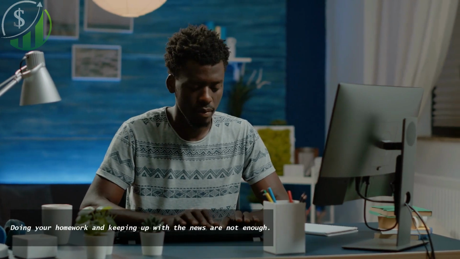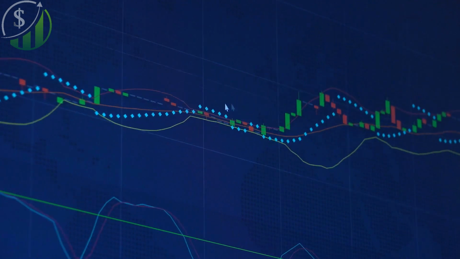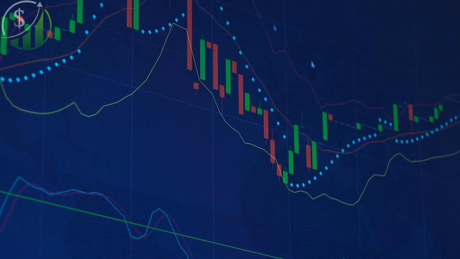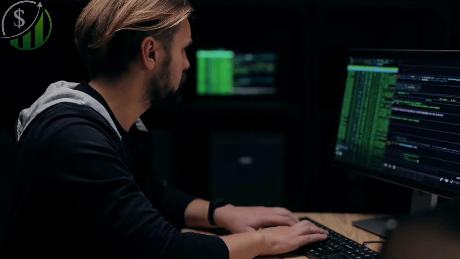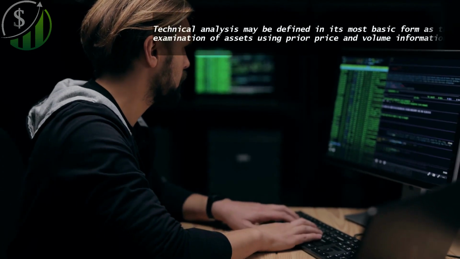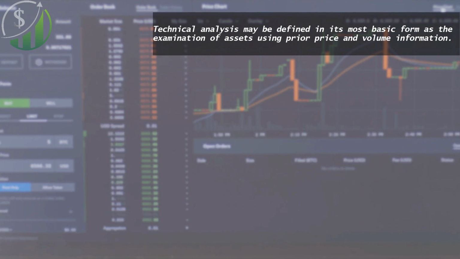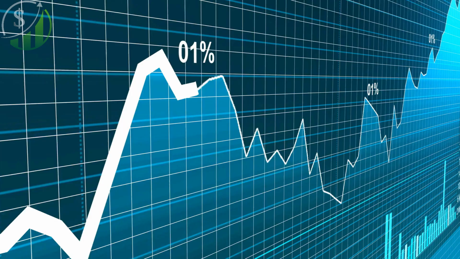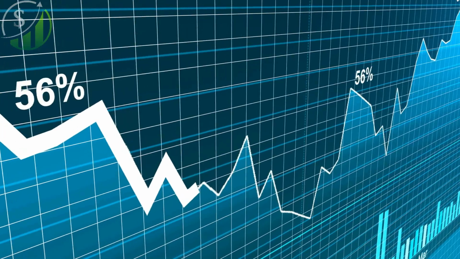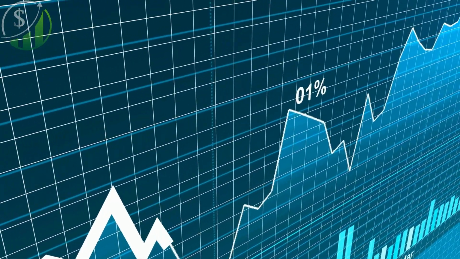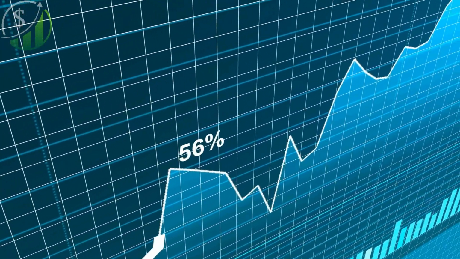Step 4. Getting technical. Doing your homework and keeping up with the news are not enough. You should also be aware of the tools you can use as well as how to use them to perform technical analyses. Technical analysis may be defined in its most basic form as the examination of assets using prior price and volume information. By examining a weekly chart, seasoned gold traders are able to determine the historical trend in gold prices.